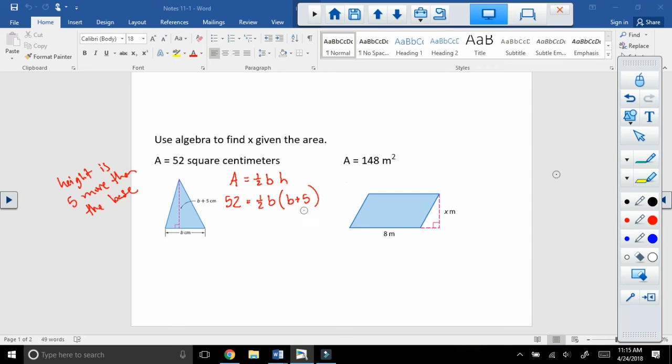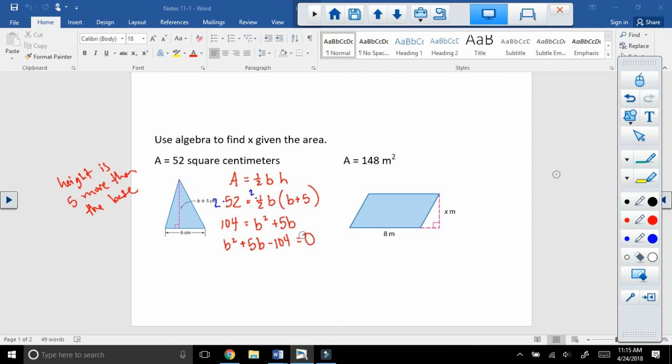This is something I need to solve. This is going to end up being a quadratic. Here's the way I would go about doing this. I don't like that coefficient of 1/2, so I would multiply each side by 2, just like we did in that last chapter to get rid of that 1/2. So I would rewrite it as 104 equals b squared plus 5b. I would get it to standard form by subtracting 104. And then you can check and see if you can factor it, or you can use quadratic formula.